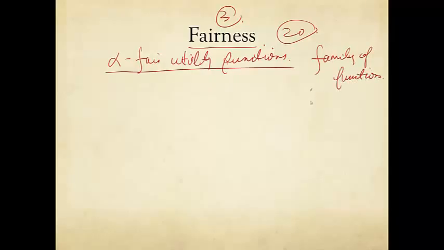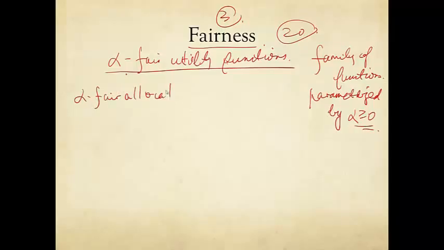And it's parameterized by a single scalar alpha greater than or equal to 0. That's why it's called alpha fair utility function. What is that alpha fair utility function? Well, first, let's define what is an alpha fair resource allocation. Suppose there is a vector x. It's a vector that allocates some good resources x1, x2, up to xn among the n users competing against each other.